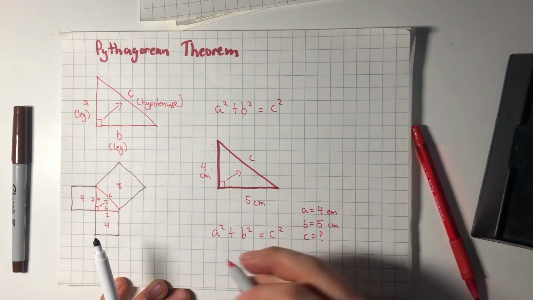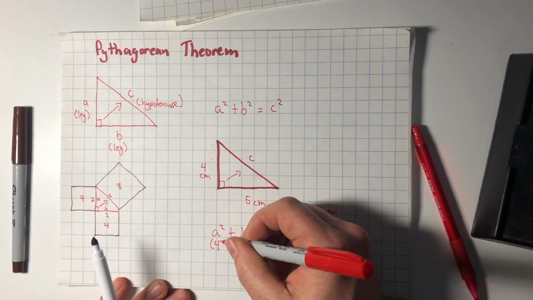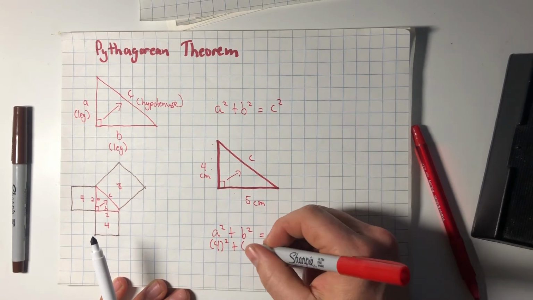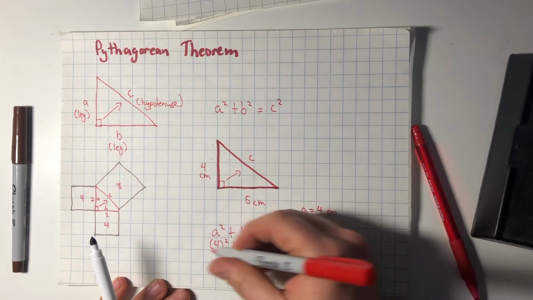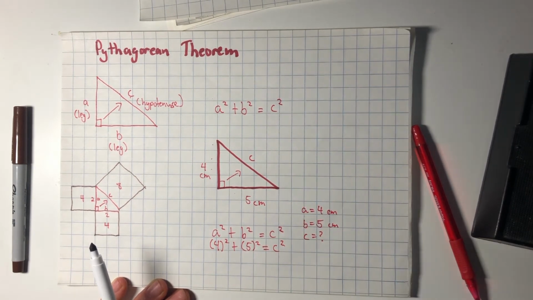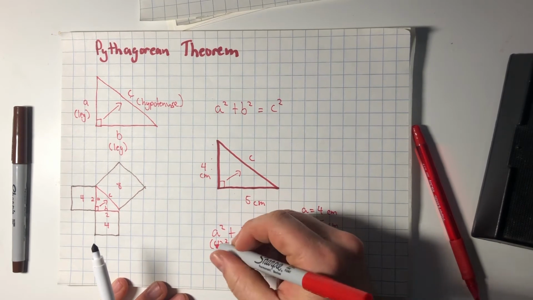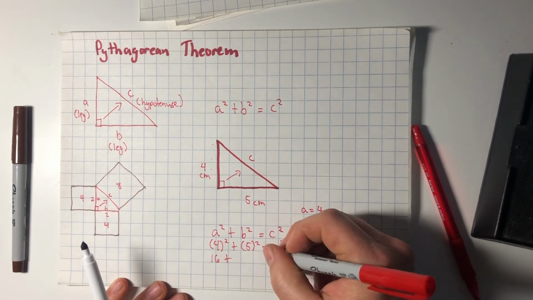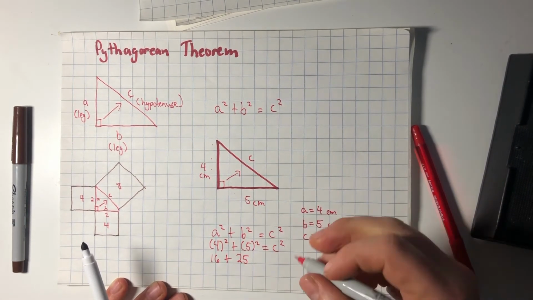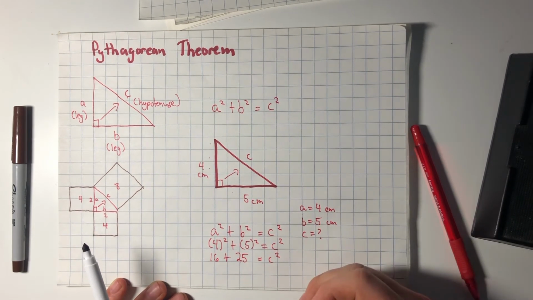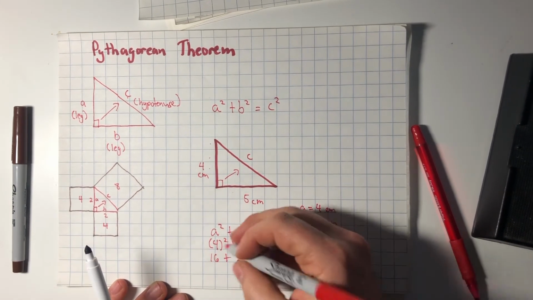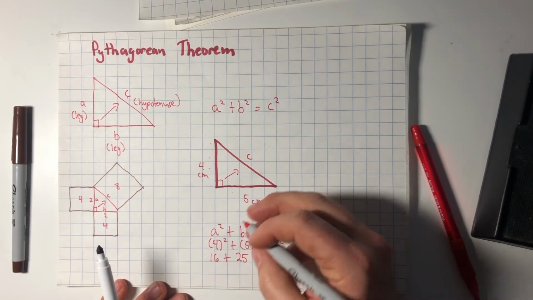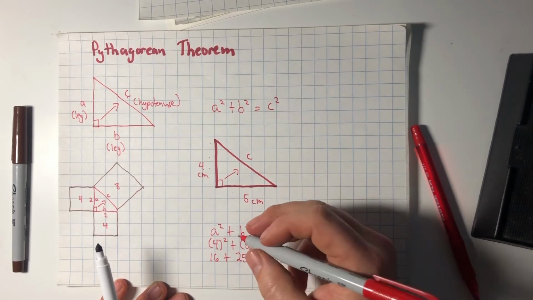So a, we're saying, is 4. So 4 squared plus, plug in the variable for b, which is 5 squared. We don't know what c squared is. Okay, so 4 squared is 4 times 4, so 16. It's not 4 times 2. And plus 5 squared is 25, which is 5 times 5, equals c squared. So we don't know what c squared is, but when we add these two up, we have 30 plus 11 is 41.